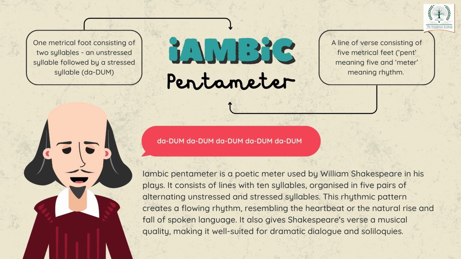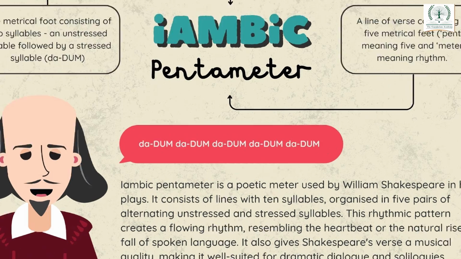Iambic pentameter was a poetic meter used by William Shakespeare in his plays. It consists of lines with 10 syllables organized in five pairs of alternating unstressed and stressed syllables. This rhythmic pattern creates a flowing rhythm resembling the heartbeat or the natural rise and fall of spoken language. It also gives Shakespeare's verse a musical quality, making it well suited for dramatic dialogue and soliloquies.